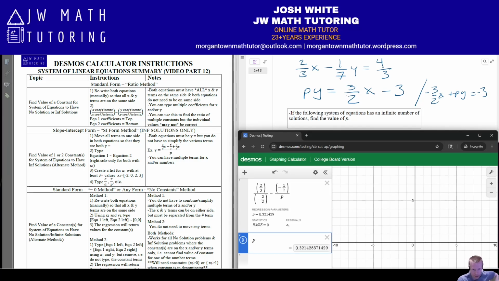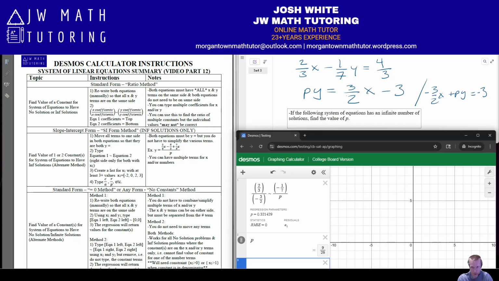Let's see what p is. Okay, it's this decimal, so you could type it in as 0.321, or you could type it in as 0.3214. Or for the fractional form, we could also type in 9/28. Okay, 9/28. So that is the correct answer. Let's just confirm that it is the correct answer.